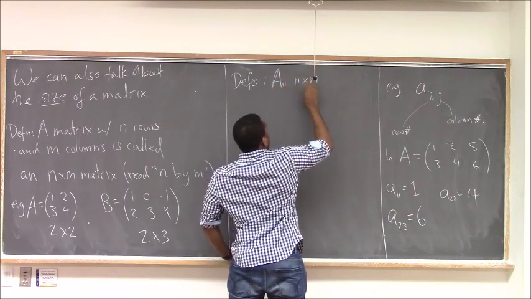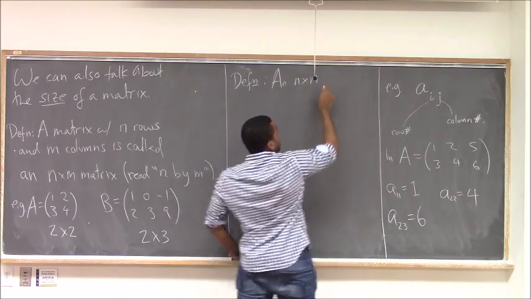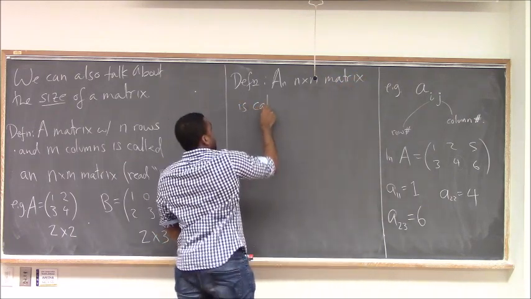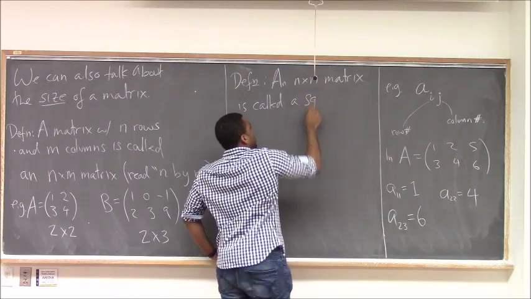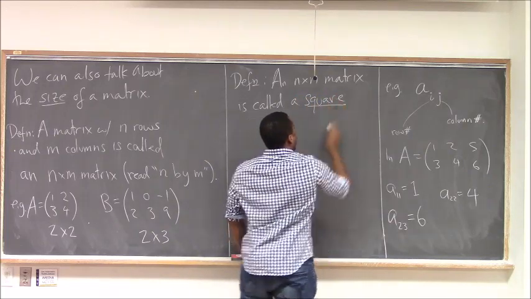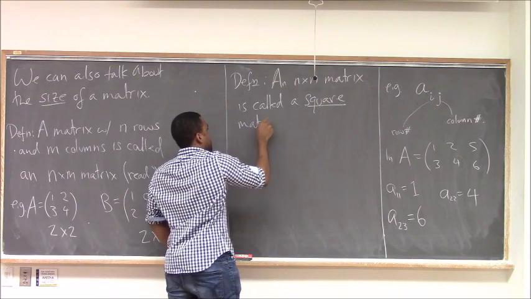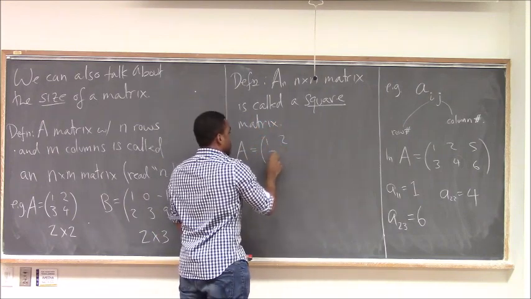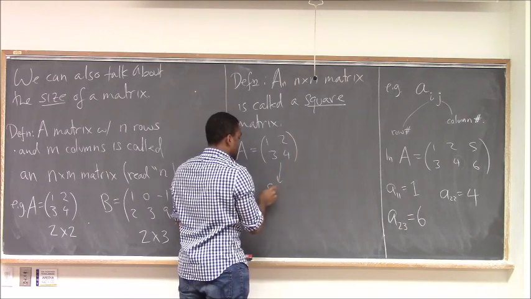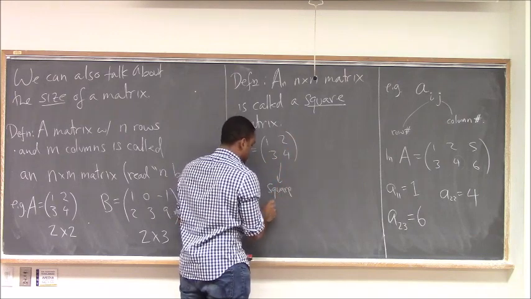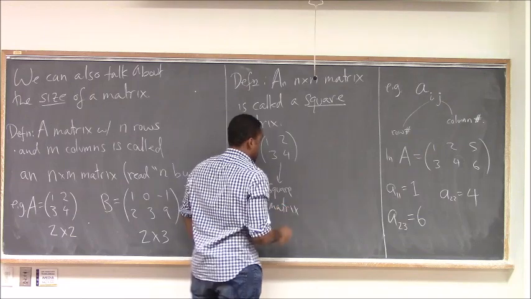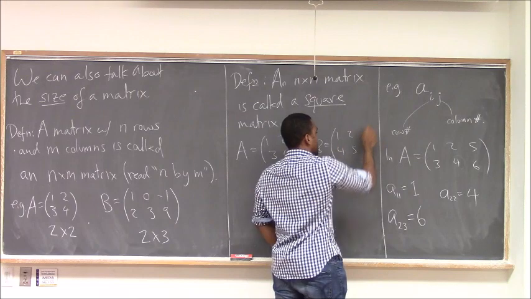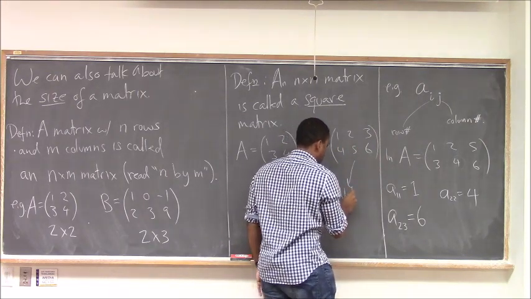And n by n, notice these are the same two letters, is called a square matrix. So A equals 1, 2, 3, 4 is a square matrix, while matrix B equals 1, 2, 3, 4, 5, 6 is not square.